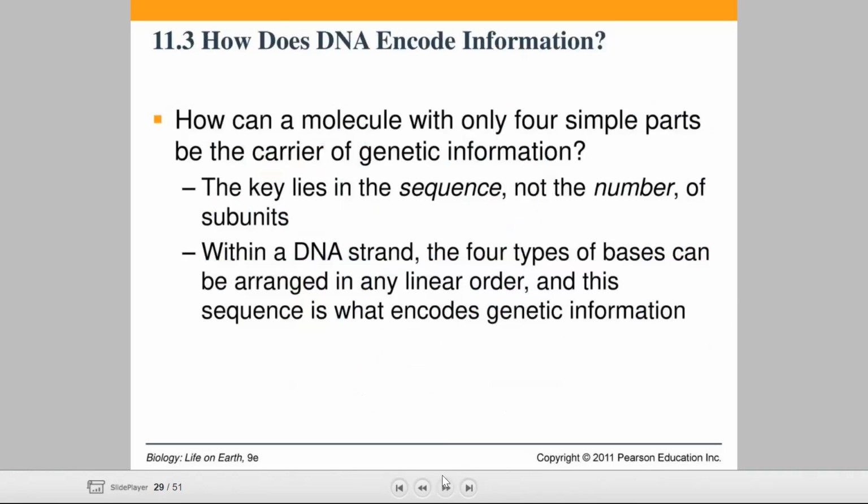Now, how can a molecule with only four simple parts be the carrier of genetic information? Transmission of information is key here. The key lies in its sequence, the enormous probability that can result from only those four letters, and not the number of subunits. Within a DNA strand, the four types of bases can be arranged in any linear order, and the sequence is what encodes genetic information.